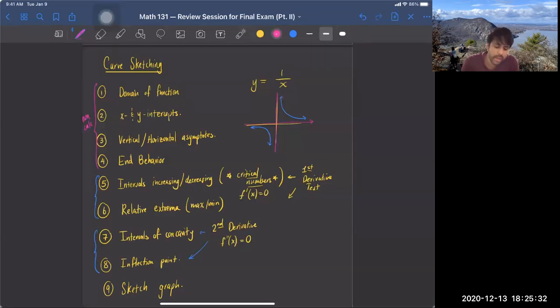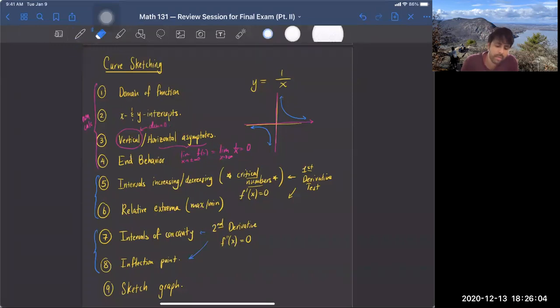To find horizontal asymptotes, you take the limit as x goes to positive infinity or negative infinity of my function. Whatever that value is, that's going to be my asymptote. So if I take the limit as x goes to infinity of 1 over x, what is it? Isn't it 0? Yeah. So the asymptote is y equals 0. And the vertical asymptotes are the x values that make my denominator equal to 0.